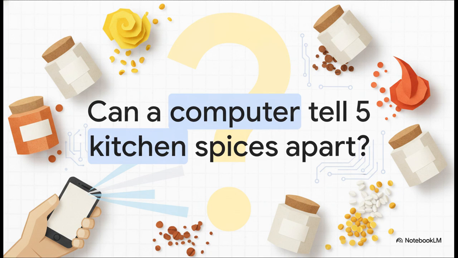Here is our central challenge. Imagine you've got 5 everyday things sitting in a kitchen, right? Haldi or turmeric, lal mirch or red chili powder, jeera or cumin, chawal, which is rice, and chana dal, a yellow lentil. Now, can a computer, specifically just using the camera on that phone in your pocket, instantly and accurately tell these 5 unlabeled containers apart? I know, it sounds like some massive, expensive corporate tech problem, but we're going to solve it together today.